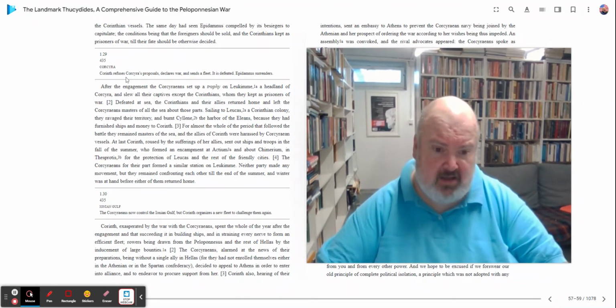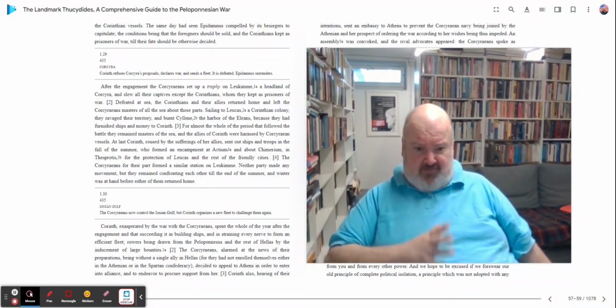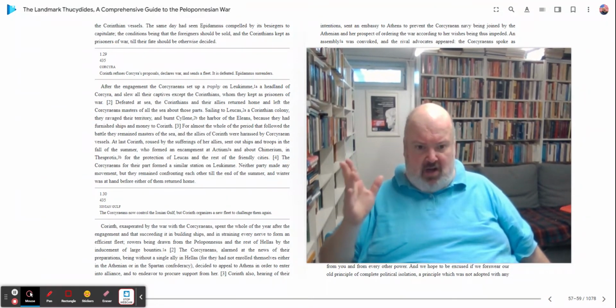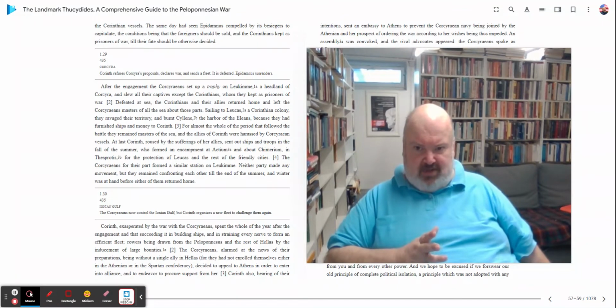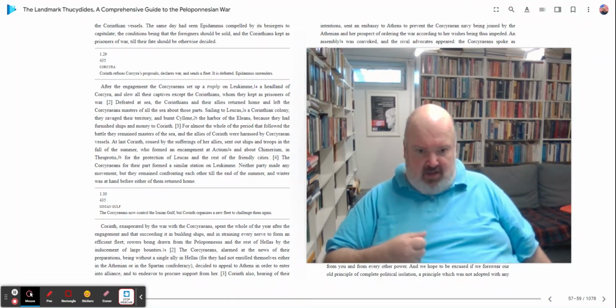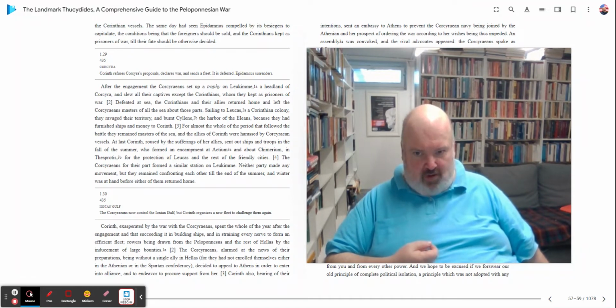So the Corcyraeans conquered Epidamnus and won the victory. All the foreigners would be sold, and the Corinthians would be kept as prisoners of war until their fate would be decided.